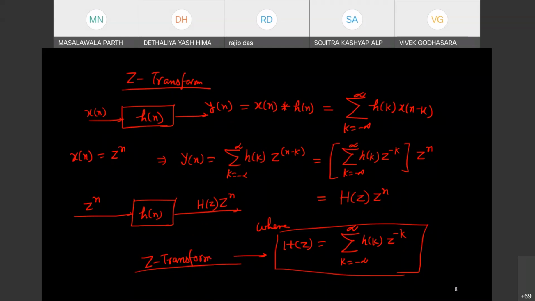Okay. So from a discrete sequence, if we multiply by z to the power minus k and sum it up, we get H of z, that is the Z transform, right? Now, we can check the convergence of this.